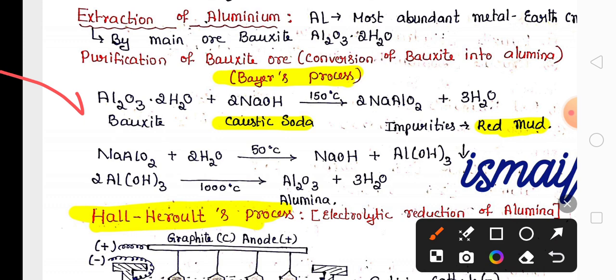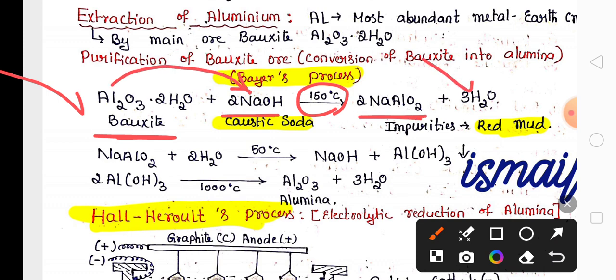In the first step, bauxite ore is heated with caustic soda at 150 degrees Celsius, where bauxite ore is soluble in NaOH to form sodium meta-aluminate along with the formation of water, and impurities are insoluble, they form red mud.